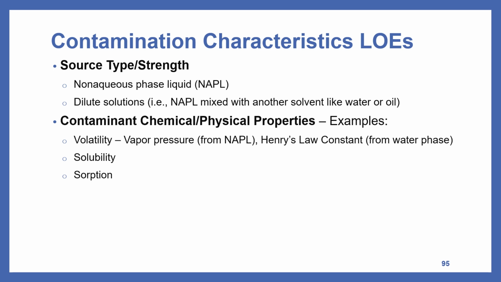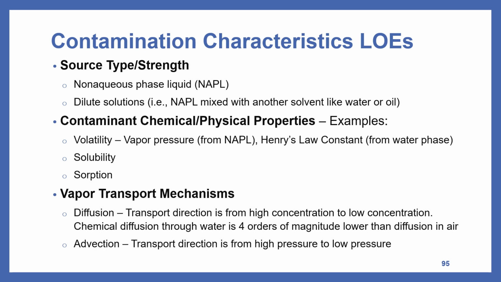Vapor transport mechanisms. Remember that diffusion is the dominant vapor transport mechanism in the subsurface, and the transport direction is from high concentration to low concentration. And chemical diffusion through water occurs at a much lower rate, orders of magnitude lower than diffusion in air, which is why soil moisture has a major influence on the potential for vapor intrusion, as we mentioned in earlier slides.